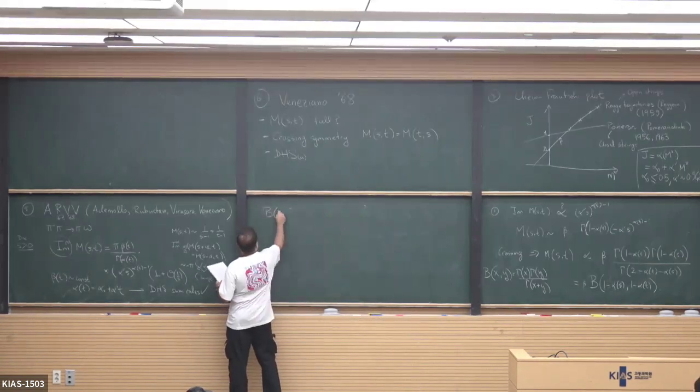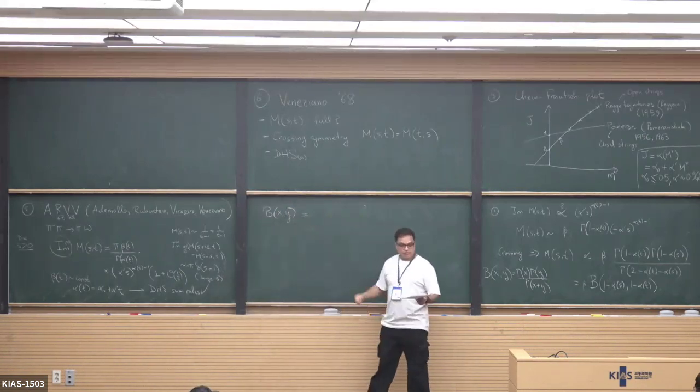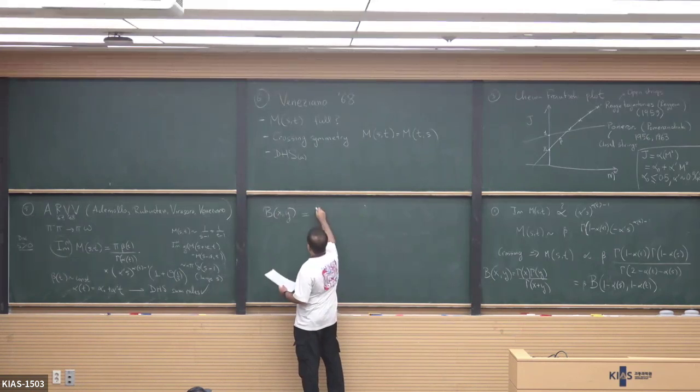So the beta function actually has a well-known representation, which I'll write down here. It will be very useful when I do the 5-particle amplitude. So the beta function has an integral representation.